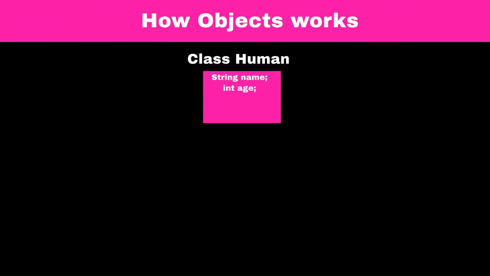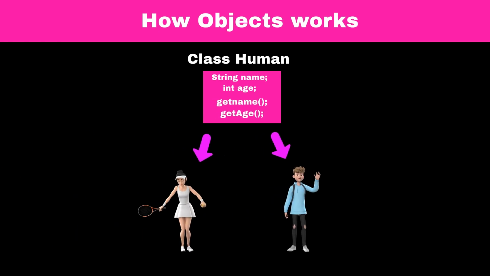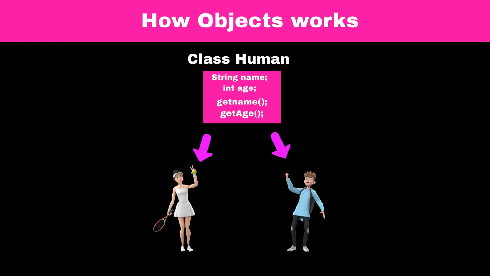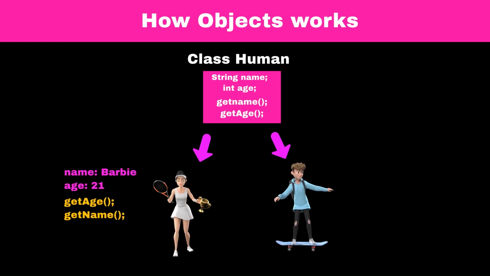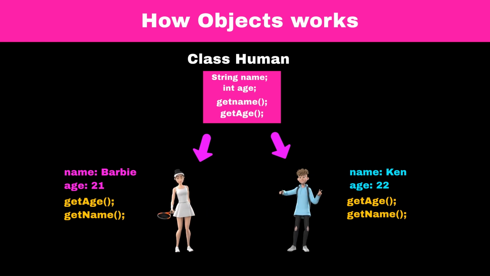For example, consider class human which has variable like name, age as well as methods like getName and getAge. Each human object will have separate copy of these variables and method. So first object might have name as Barbie and age as 21, while the second object might have name as Ken and age as 22.